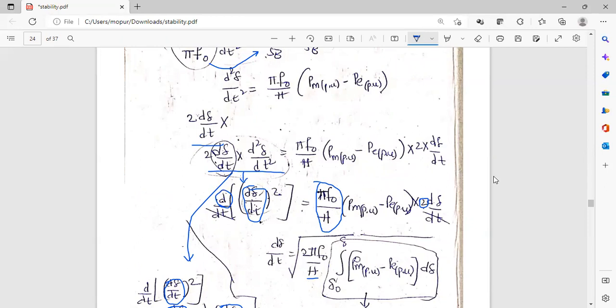When I send this side, it will become integral Pm minus Pe. Now, the integral limits are from delta naught to delta. So, 2 pi f naught by H integral delta naught to delta Pm minus Pe d delta. Now, this is (d delta by dt) whole square. If I want d delta by dt, I can take the square root of 2 pi f naught by H integral delta naught to delta Pm per unit minus Pe per unit d delta.